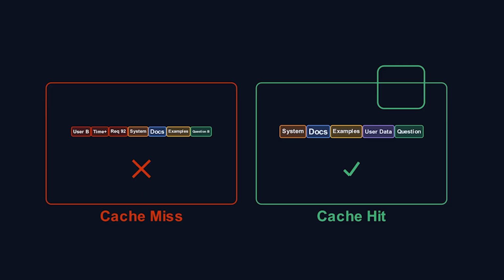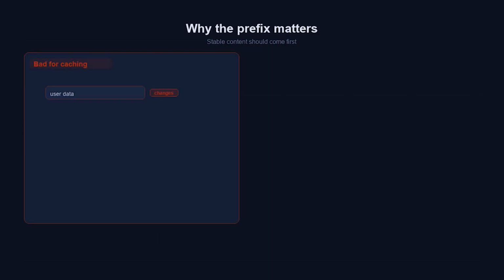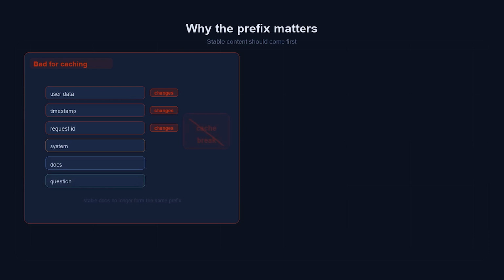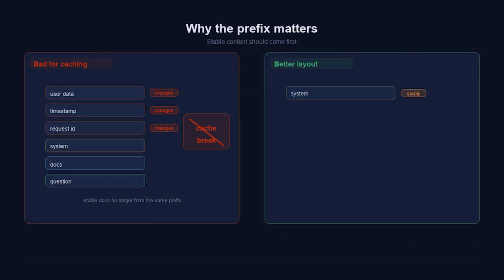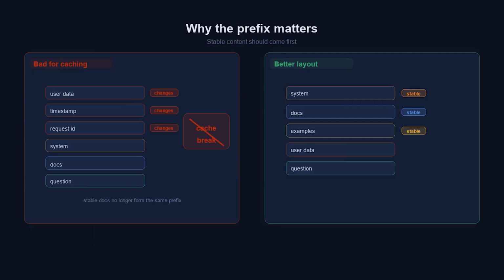For example, let's compare these two prompt layouts. In the first layout, user-specific data goes first, then the current timestamp, the random request ID, system instructions, the long documentation, and then the user question. This format is bad for caching. The beginning changes every time, so the repeated documentation may no longer appear as the same prefix. Now compare that to this format, where you start with system instructions, the long documentation, a few short examples, and then you have the user-specific data and question. This is much better. The stable information comes first and the changing information comes later.